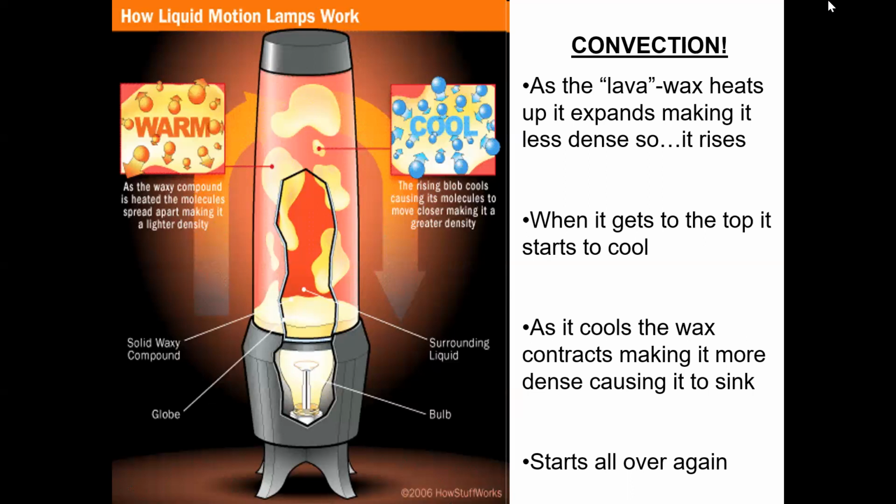Can you think of some other times you've noticed or know about convection happening? Oil in my Italian dressing. No, well, that's not convection. That's just density. It's just the less dense thing floating.